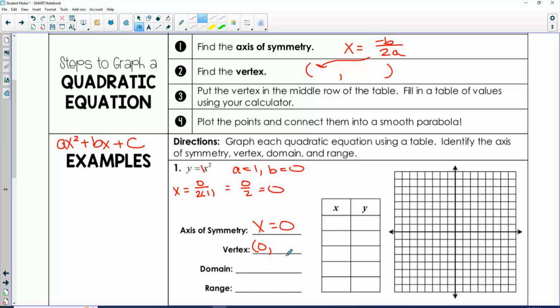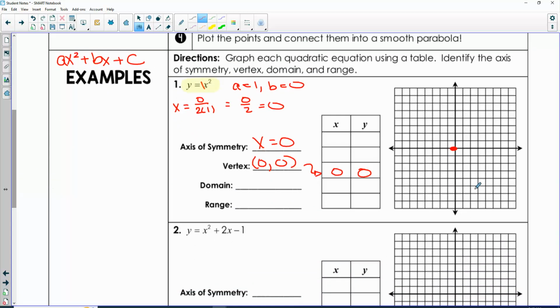How do we get y? Do the equation. My equation, y equals x squared. So y equals 0 squared. 0 squared is 0. So what we're going to do is we're going to put this in the middle of our table. The vertex is in the middle. And I can plot that point. Here's 0, 0.